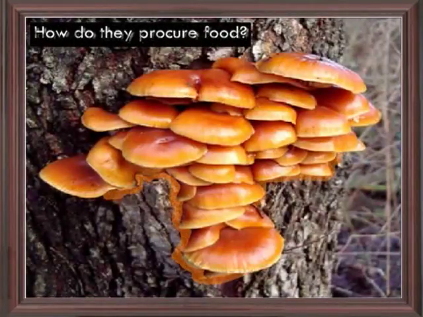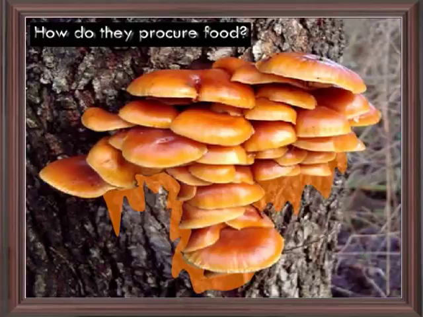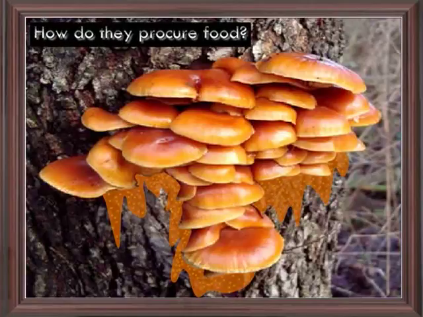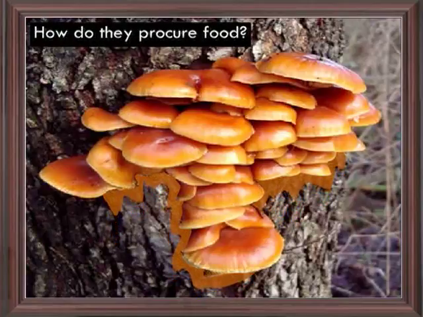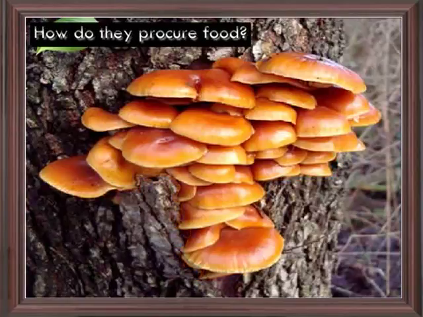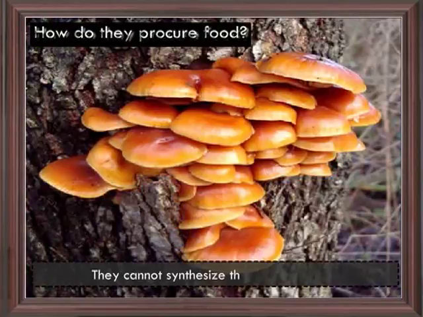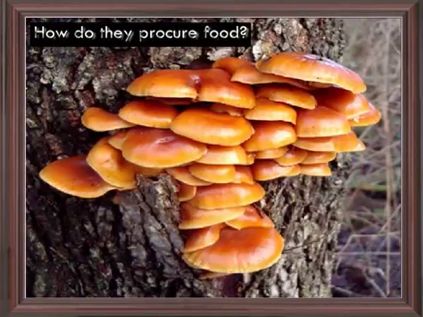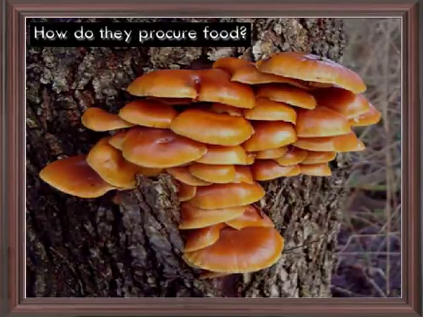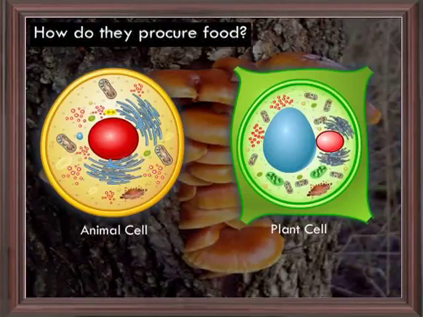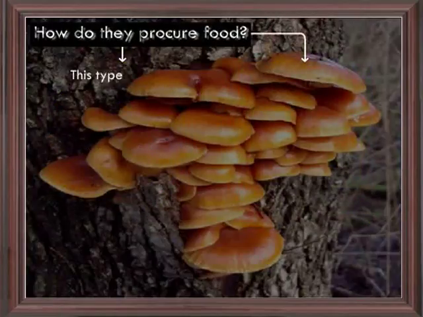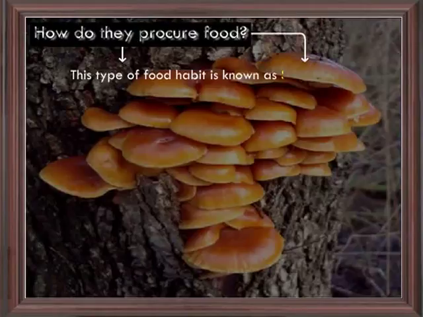How do they procure food? Fungi absorb the required food from their surroundings. As they do not have chlorophyll, they cannot synthesize their own food. Fungi depend on decaying animal or plant cells. They digest the food with the help of enzymes. This type of food habit is known as saprophytic.